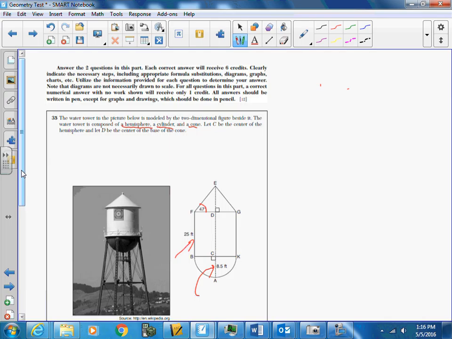All right, this is actually over the course of two pages here. But let's find the volume. So we have a hemisphere, a cylinder, and a cone. The first thing, we have to find the volume of 3 different figures, or 3 different shapes. So we need the volume of the hemisphere, and that is going to be down here. Remember, a hemisphere is half of a sphere, and we need to know the volume for that.